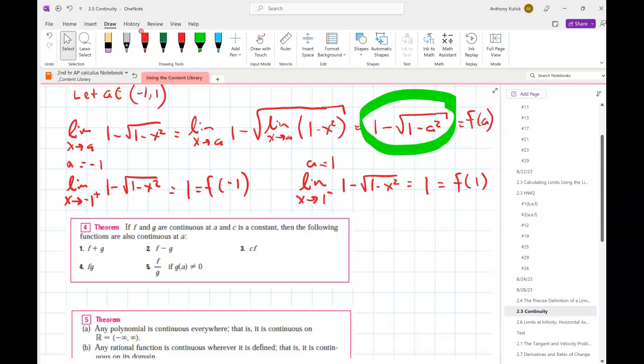Here's a lovely theorem for us. It says that if f and g are continuous at A and c is a constant, then the following functions are also continuous at A. If I look at the sum of two continuous functions, that's continuous. The difference of two continuous functions is continuous. A constant times a continuous function is still continuous. The product of two continuous functions is still continuous. And the quotient of two continuous functions is still continuous, assuming that the denominator is not 0 at the point in question.